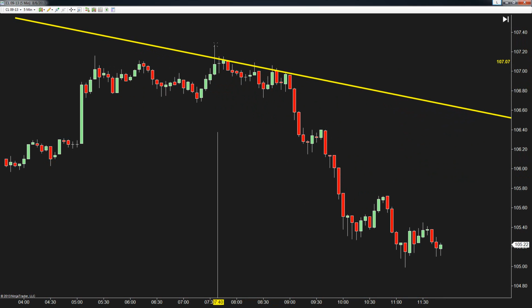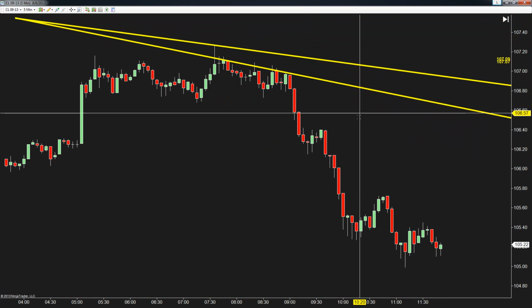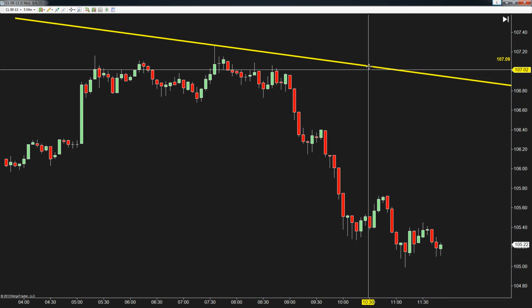Now, you have to remember, the market is made up of several participants, so you're going to have people that have it drawn up here as well. It's basically really just whichever one it reacts to first.